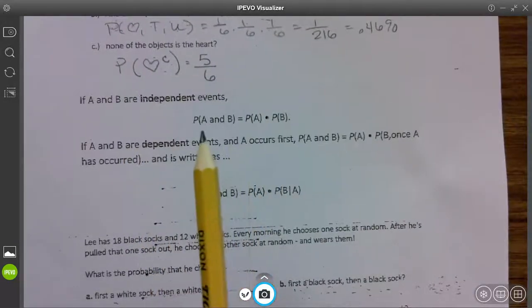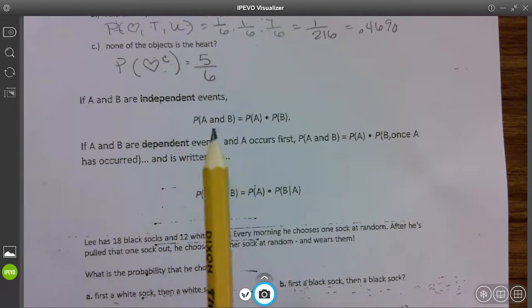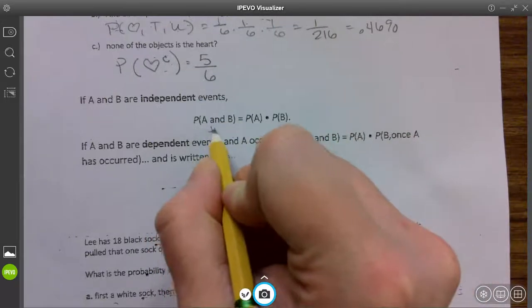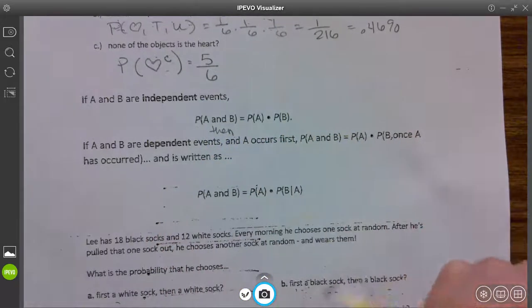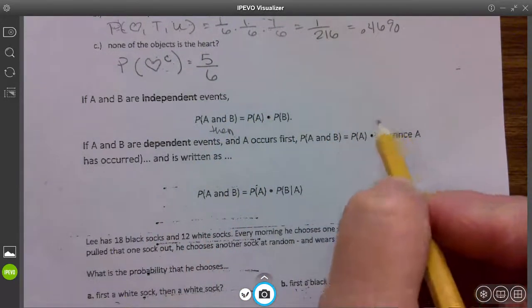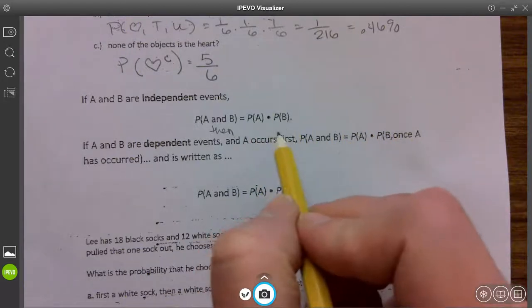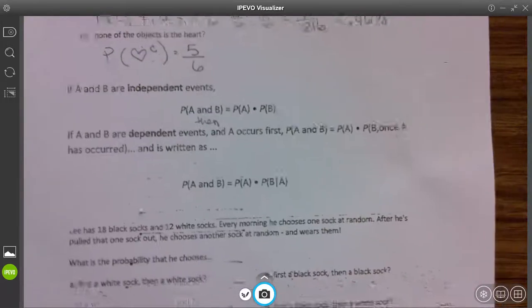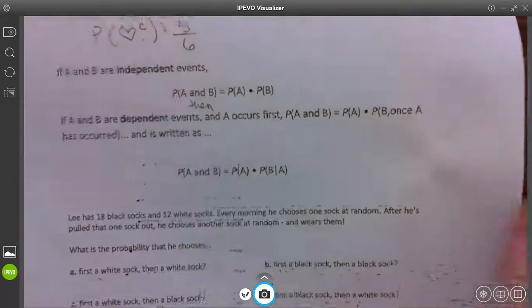Okay. So it's showing if A and B are independent events, probability of A, and this should really be A and then B, not at the same time, but A and then B, you multiply them. If A and B are dependent events, you multiply them still, but you have to be careful: probability of B happening given that A happened. Okay, this is just notation.